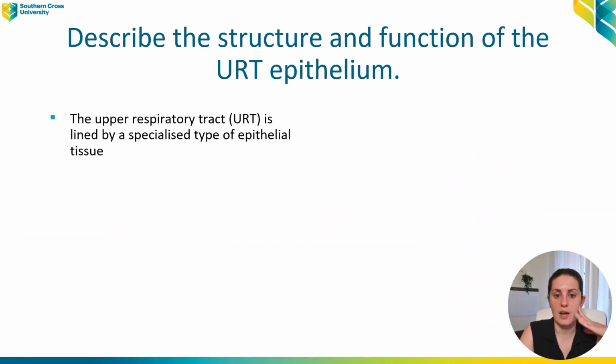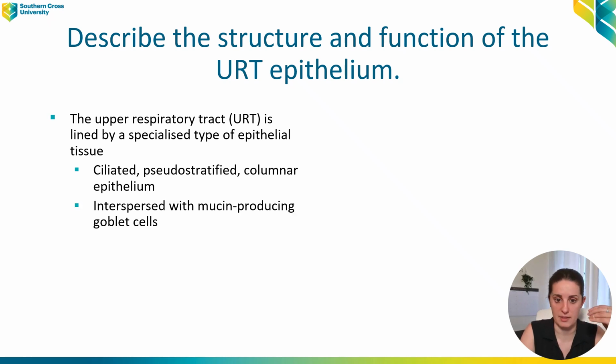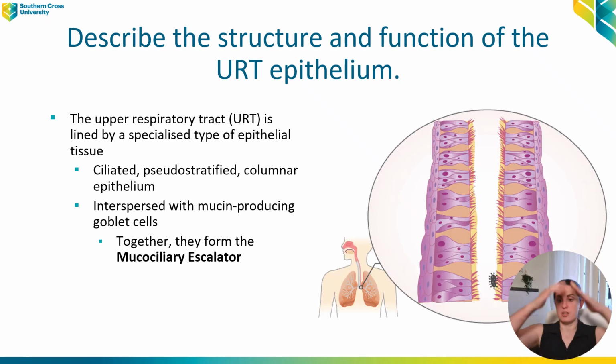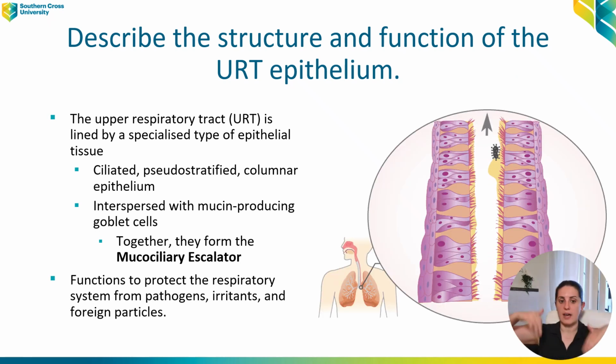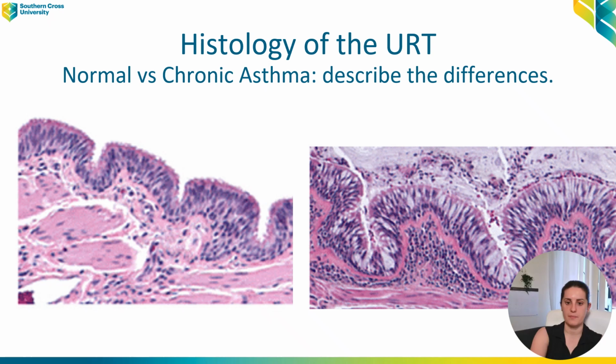So the upper respiratory epithelium is specialized epithelial tissue that's ciliated pseudostratified columnar epithelium. And it's interspersed with all of these mucin-producing goblet cells. So remember, mucin combines with water to create our mucus. And together they form the mucociliary escalator that serves to basically brush out irritants and pathogens.